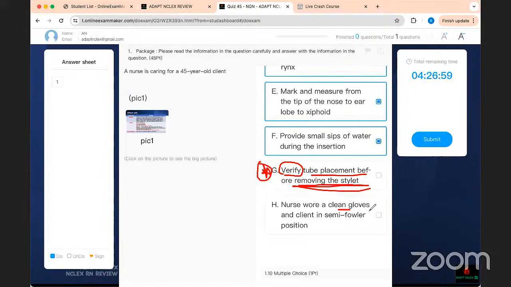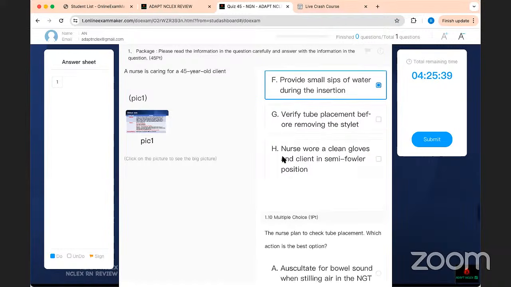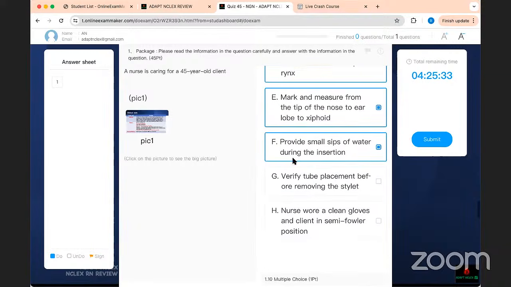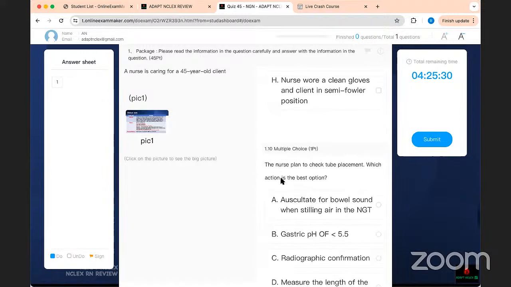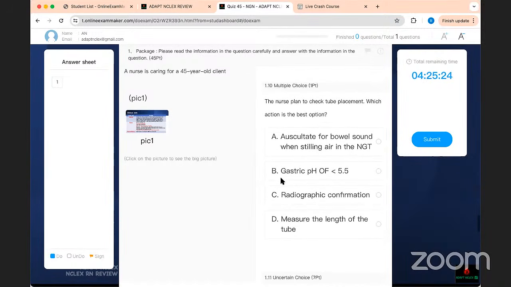Next, wear clean gloves and client is in semi-Fowler position. Is that appropriate? Clients need to be in high Fowler position, not semi-Fowler position. It's not a sterile process, so wearing clean gloves is fine. So we have one true answer choice, but the second one is wrong. So both answer choices are wrong. Having one true answer is not the right answer. So this is a trap also. Like I said, these questions are made to be hard. GI case studies are not interesting, but that is the way it's designed.